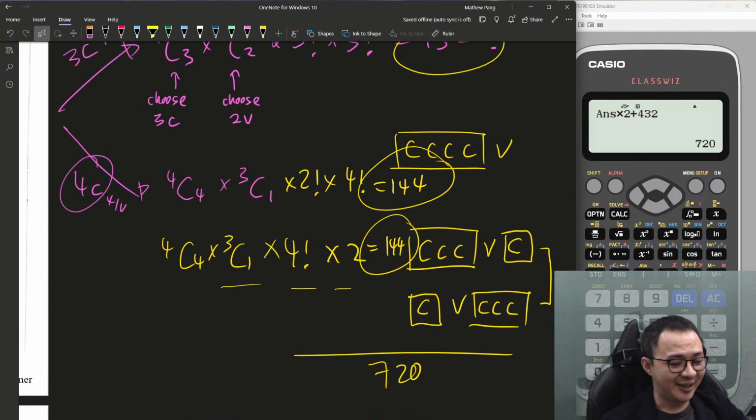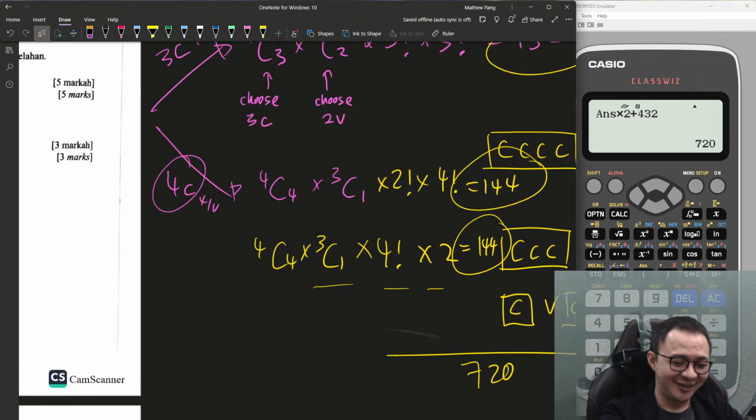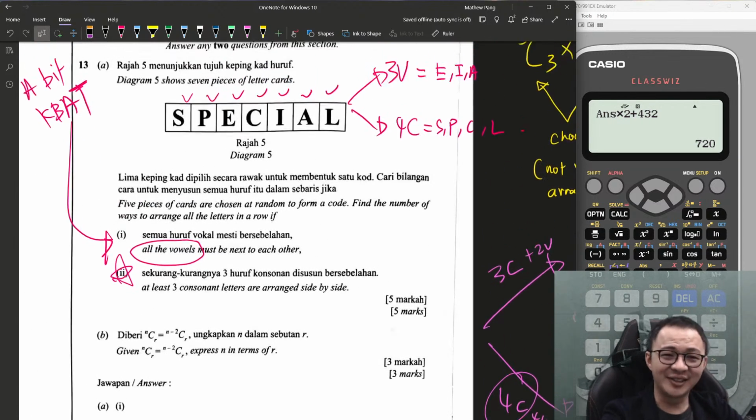Yep. So I think this one, I choose 4 consonants, but I not necessarily must arrange all the 4 consonants together, because the question only said at least 3 consonants must be side by side. That means I can still put 1 consonant somewhere else. Make sure they are not side by side. Yep, this is how we solve this kind of question.